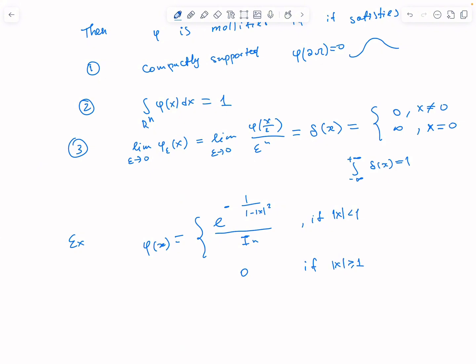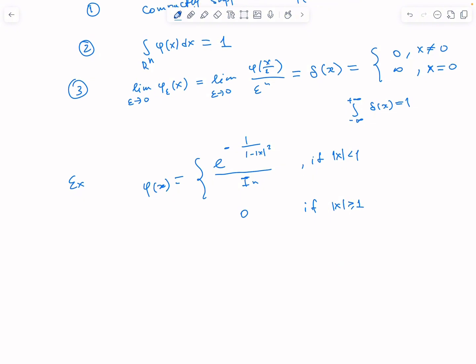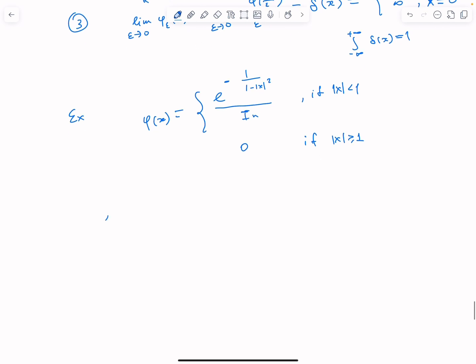One more thing. For example, if we have some function f, what will be the mollifier for this function? Sorry, how can we mollify this function? We have phi epsilon. We need to mollify in order to approximate this function by a smooth function. We need to mollify this one.